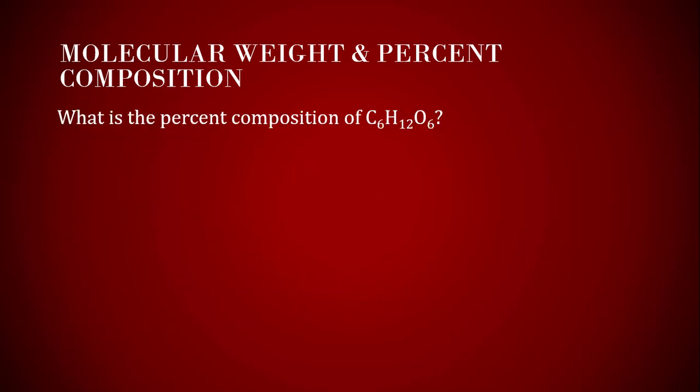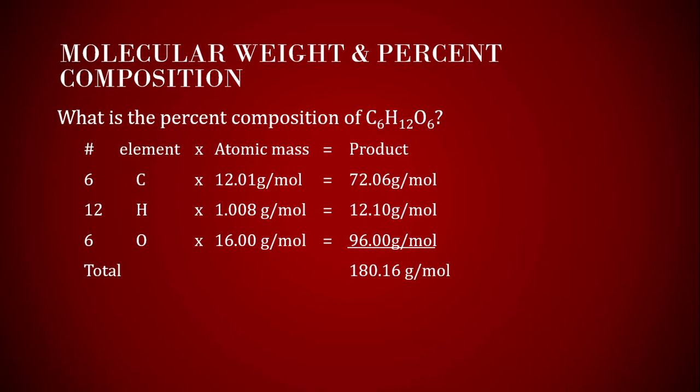What is the percent composition of C6H12O6? Here is my table from before showing the individual parts for carbon, hydrogen, and oxygen, and the total. The part divided by the whole times 100. So for carbon, 72.06, the part divided by 180.16, the whole, times 100 is 40%.